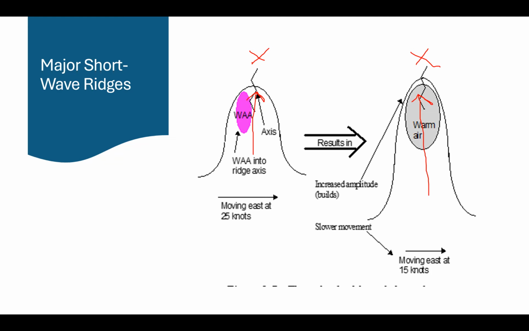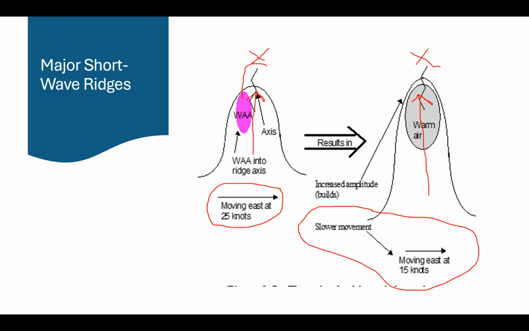You have warm air advection, like I said, into the ridge axis. This is a less amplified ridge here on the left, which means your speed is going to move quicker as compared to the slower movement of this building ridge on the right. Now we only have 15 knots to the east for the speed of movement for this highly or increased amplitude building ridge on the right. Warm air advection and this shortwave ridge, the sawtooth line here, are going to be responsible for building the overall ridge.